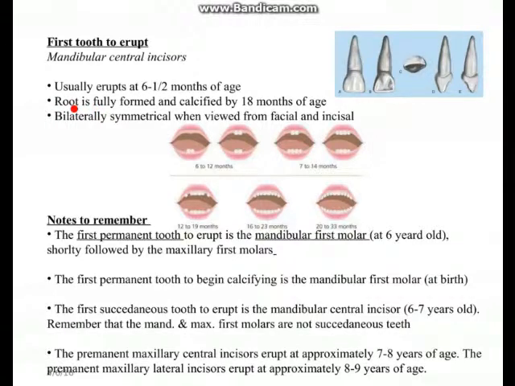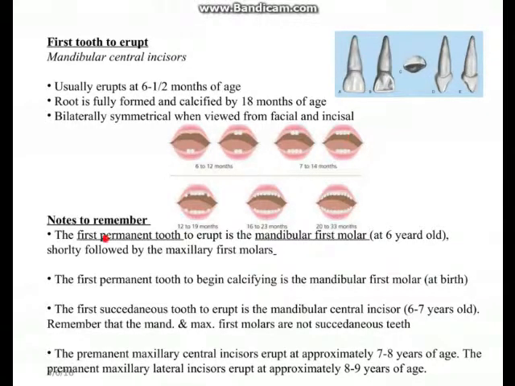As for the root of the tooth, when it erupts, only the crown is erupting, right? Not necessarily that the root is fully completed. The root is fully formed and calcified by 18 months of age. That's 1.5 years, so an additional year after the tooth starts erupting. This tooth is bilaterally symmetrical when viewed from facial and incisal. It's the smallest tooth, guys. Remember, there are not going to be major differences in the dimensions of the tooth. It's just a tiny tooth. It's going to be symmetrical, kind of like the permanent central incisor.